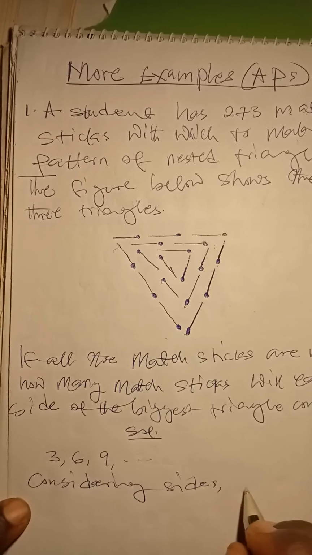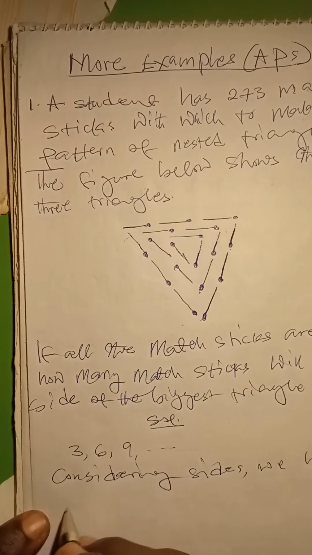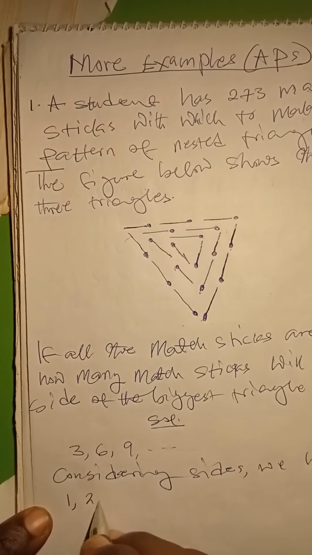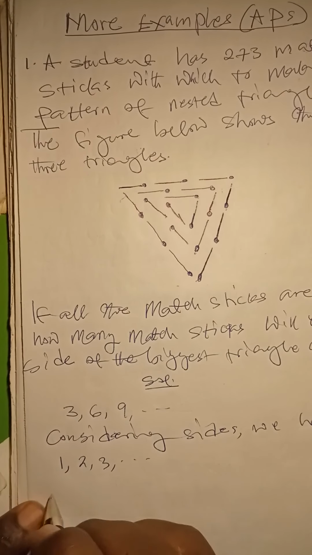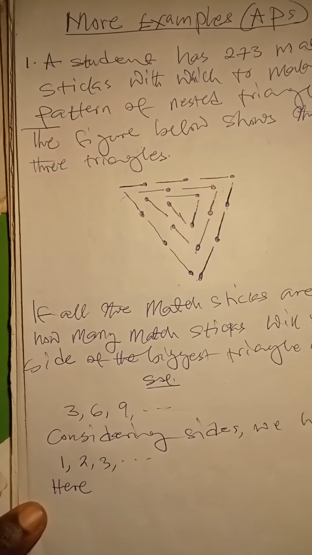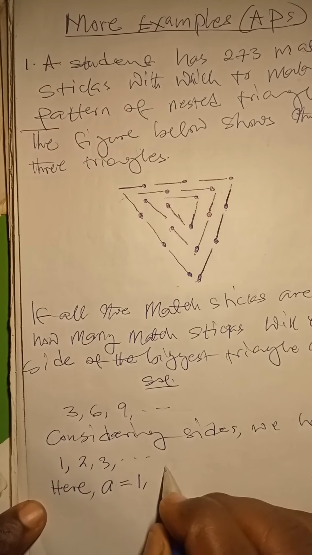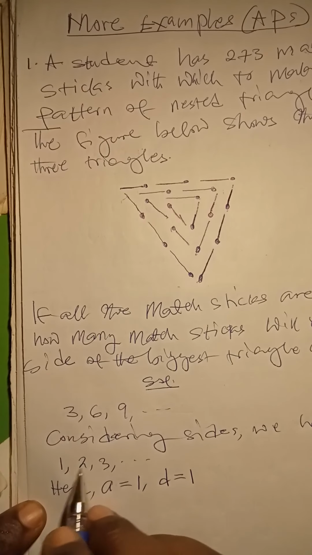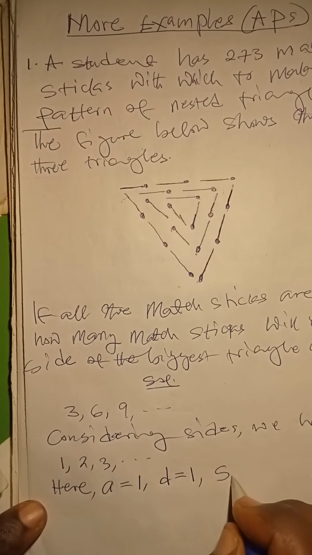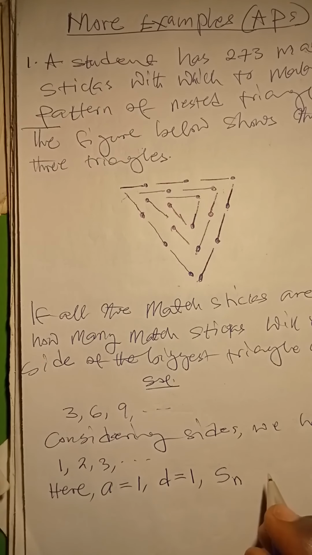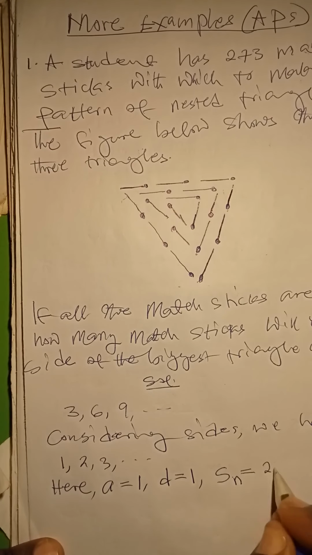Considering sides, we have the sequence 1, 2, 3 continuously instead. Now the first term is going to be equal to 1. The common difference is nothing but 1 also, because 2 minus 1 is 1, 3 minus 2 is 1, and so on. And then the sum I'm dealing with, Sn. I do not know the last term, so I will say Sn is equal to 273.